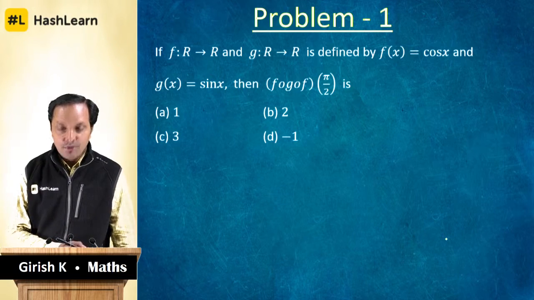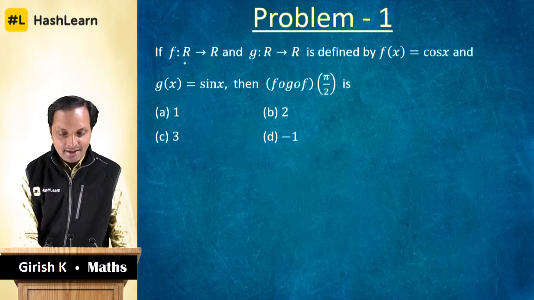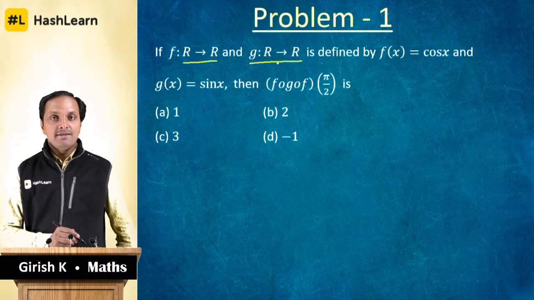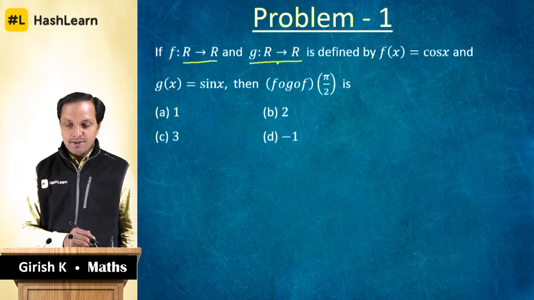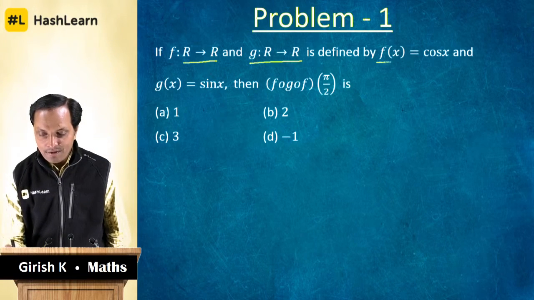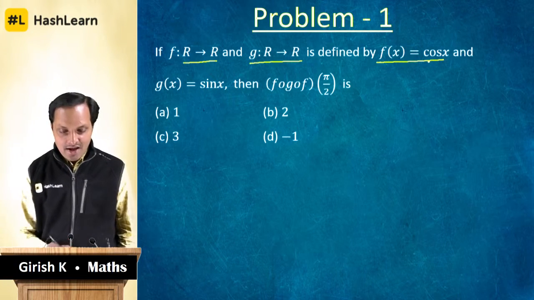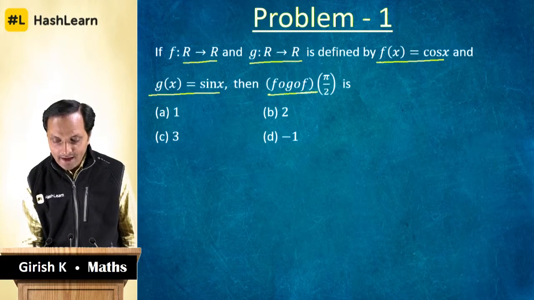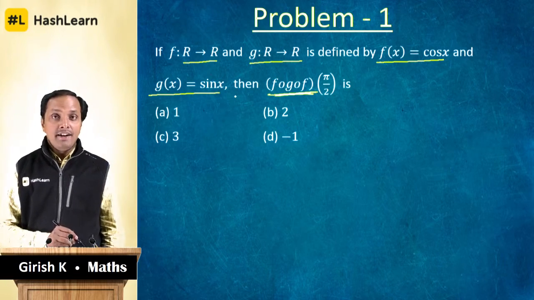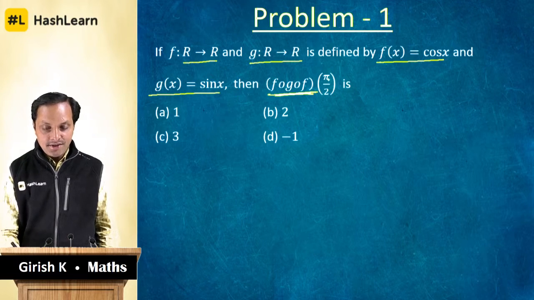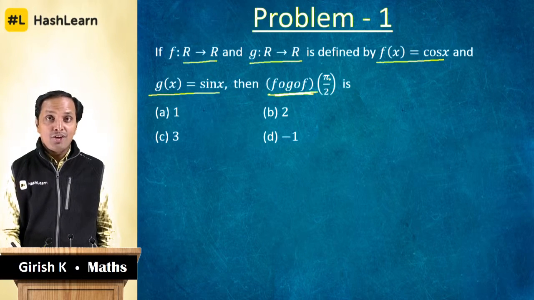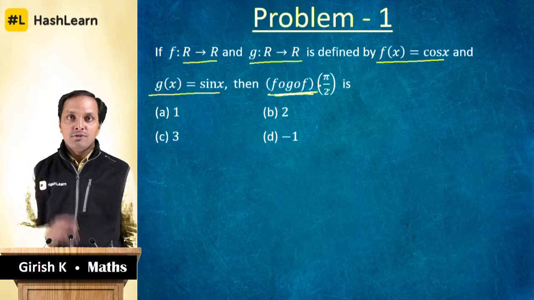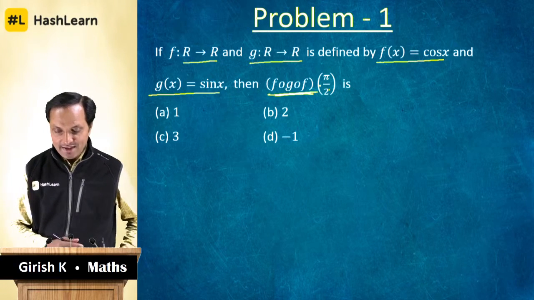consisting of two or more functions. Here f is a function from real numbers to real numbers, and g is also a function from real numbers to real numbers, and f of x is a cos x function and g of x is a sin x function. And you need to identify what is the answer when the composite function is tending to pi by 2. So pi by 2 we will put in at the last.